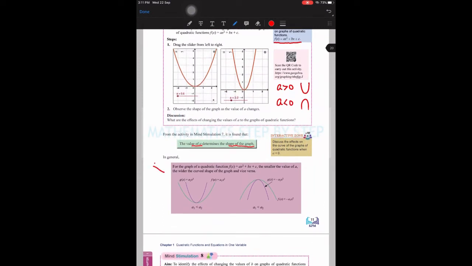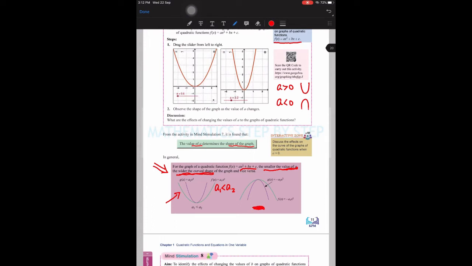So let us read this, okay? This is important. For the graph of a quadratic function f(x) equals ax squared plus bx plus c, the smaller the value of a, the wider is the curved shape of the graph. Let us just refer to these two graphs f(x) and g(x), okay? So according to what we have learned here, the smaller the value of a, the wider the curved shape. So we know that a1 is actually less than a2 because a1 is wider, okay? Let us check and see. Yeah, okay, so correct.